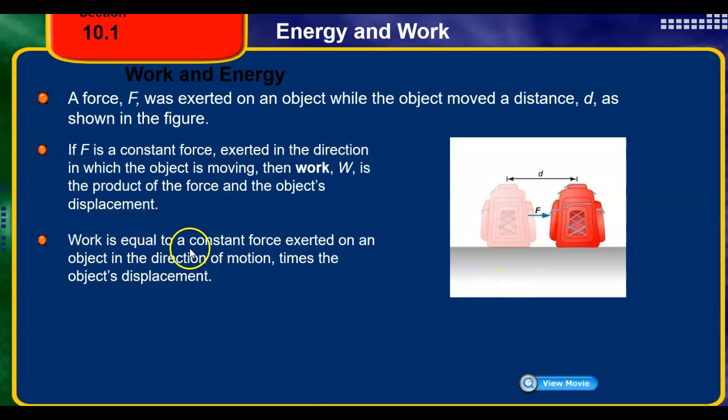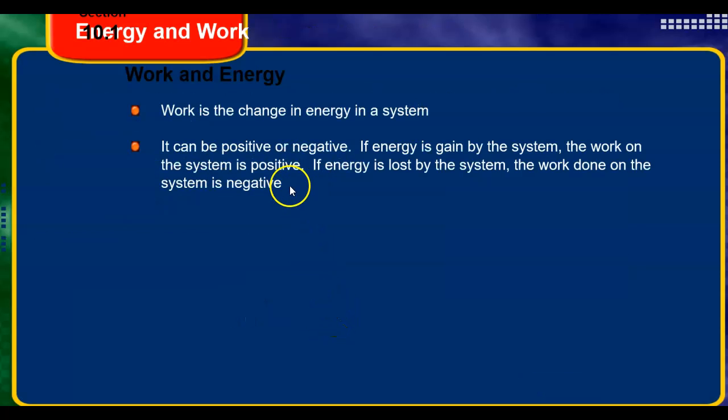So work is equal to a constant force exerted on an object in the direction of motion. So that force times the displacement that it moves. And thus the equation: work is equal to force times distance. Okay, so work is the change in energy in a system. It can be positive or negative.